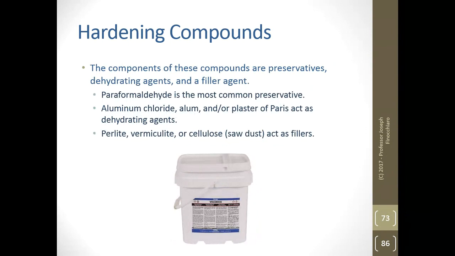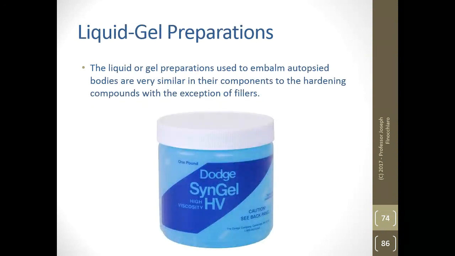The components of these compounds are preservatives, dehydrating agents, and a filler of some sort. Paraformaldehyde, the solid form of formaldehyde gas, is the most common preservative. Aluminum chloride, alum, and plaster of Paris will act as dehydrating agents. And then perlite, vermiculite, or cellulose, sawdust act as a filler. So all they do, they just take up space and help absorb some moisture rather than just pull moisture out.